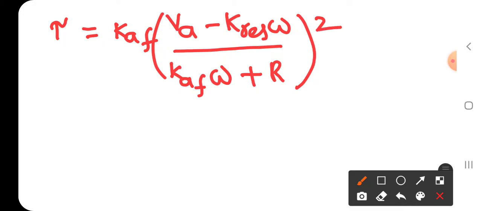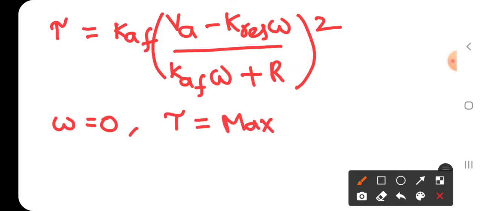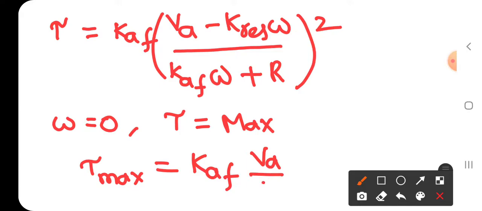What is the torque when speed is equal to 0? When omega is equal to 0, the torque is maximum. Hence we can say tau max is equal to K_AF into (V_A by R) whole squared.